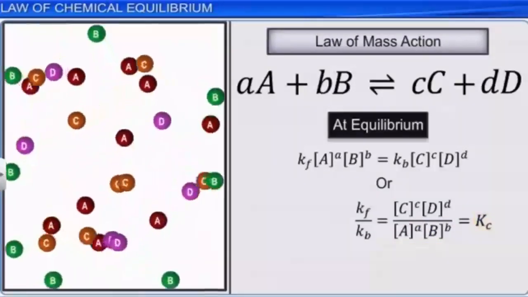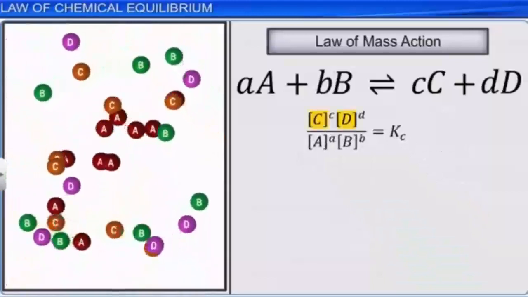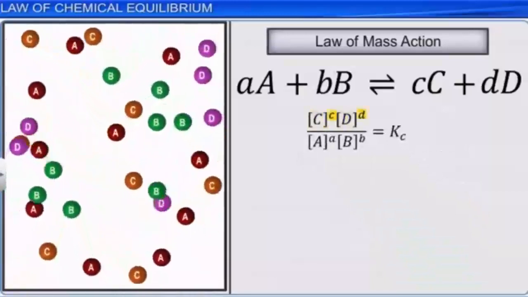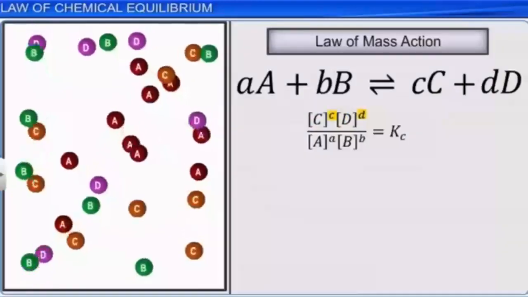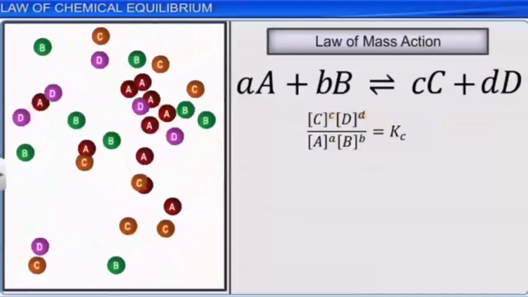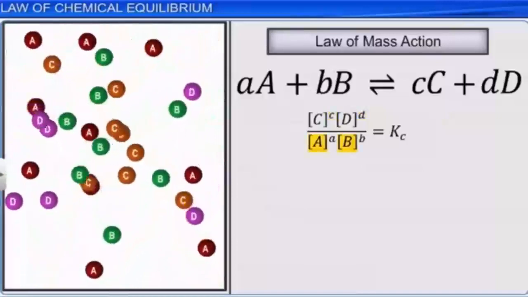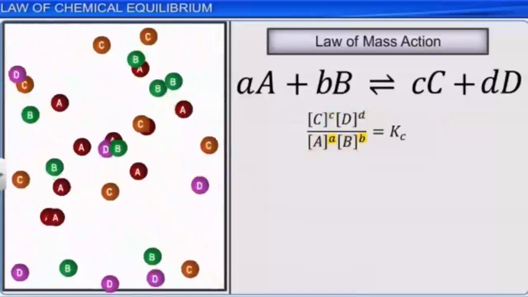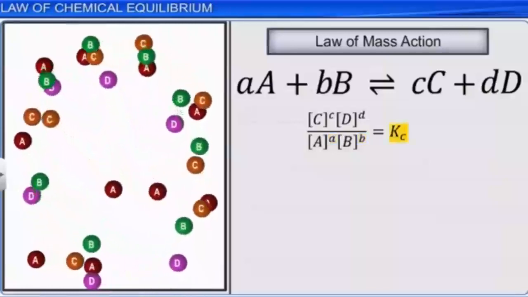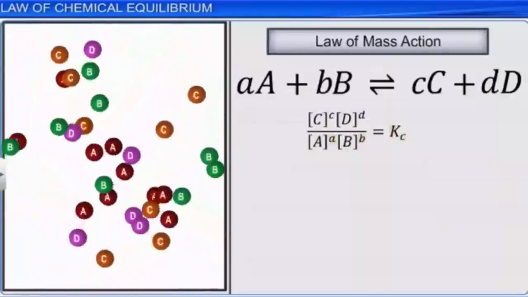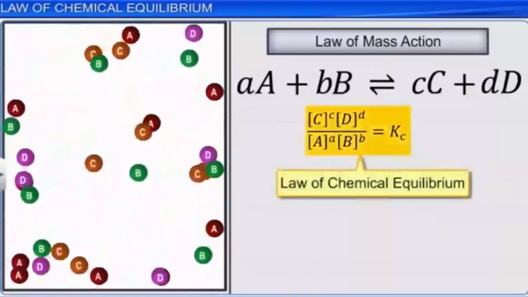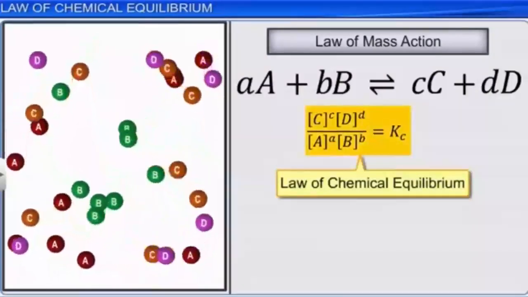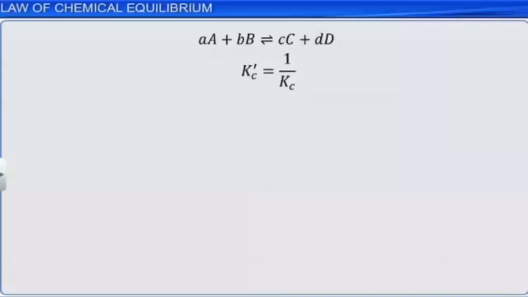Hence, the product of the concentrations of the reaction products raised to their respective stoichiometric coefficients in the balanced chemical equation, divided by the product of the concentrations of the reactants raised to their respective stoichiometric coefficients, has a constant value at a given temperature. This is known as equilibrium law or the law of chemical equilibrium. The equilibrium constant for the backward reaction is the inverse of the equilibrium constant for the forward reaction.